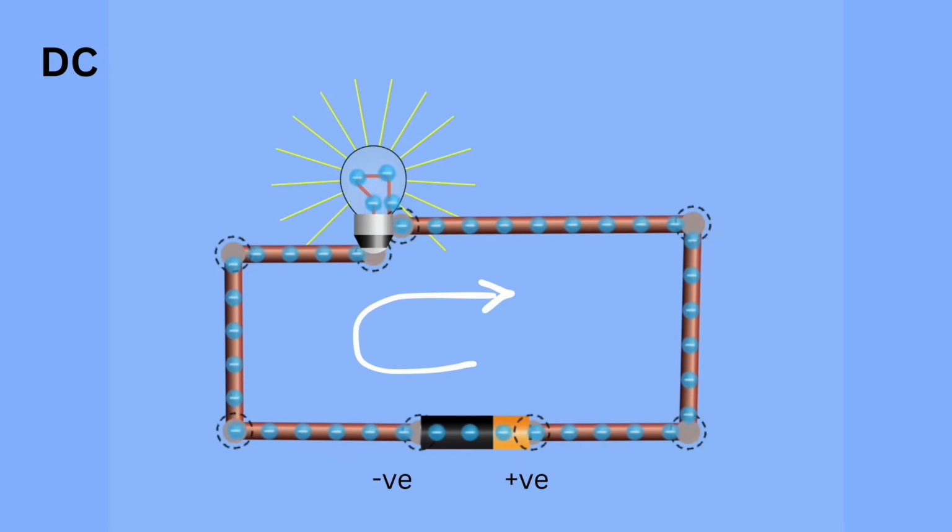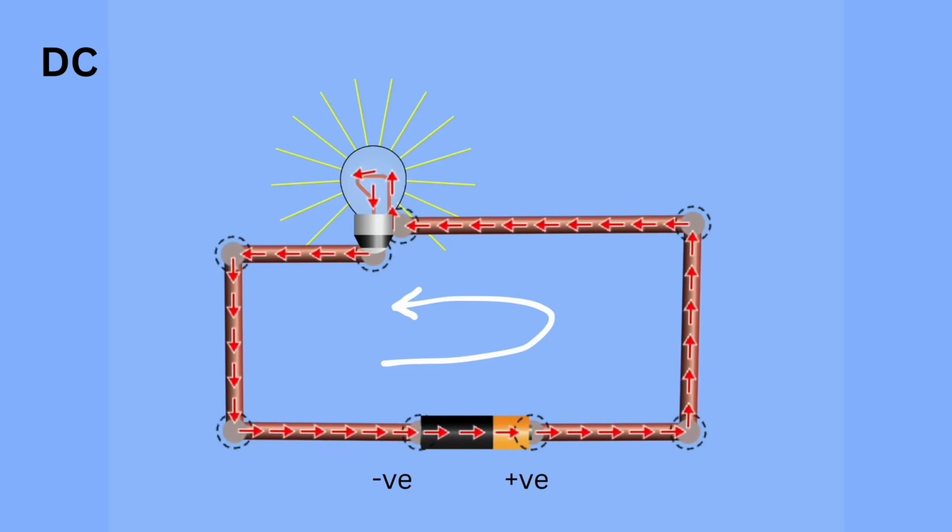In a DC circuit, electrons move steadily from the negative side to the positive side of the power source, such as a battery. So conventionally, we make the direction of the current opposite to the flow of electrons, which means from the positive terminal to the negative terminal.